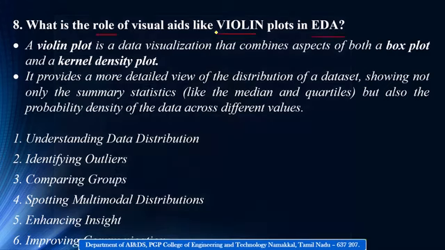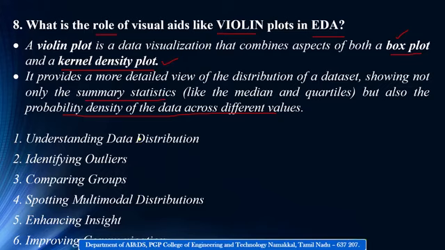You can see the theoretical part here. A violin plot is a data visualization that combines aspects of both a box plot and a KDE, kernel density plot. It provides a more detailed view of the distribution of the data set. It shows not only the summary statistics, which you will understand in the coming slides, such as minimum, maximum, median, mode, range, and quartiles, but also the probability density of the data across the different values. So it's a combination of box plot and kernel density plot.